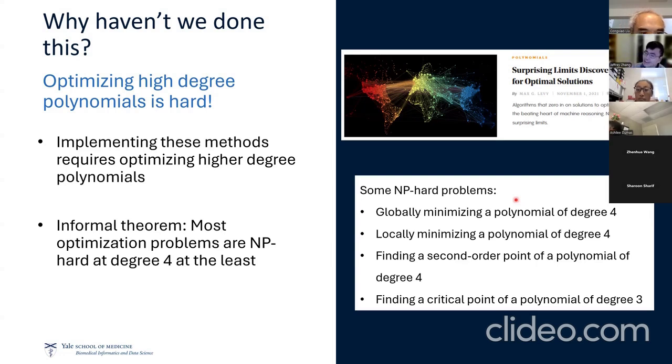I've listed a non-exhaustive list of problems that become hard. So for example, globally minimizing a polynomial, locally minimizing, finding a second order point, and even finding a critical point. The first one here was known for quite some time. The last three were done during my PhD. And I should have also mentioned that deciding whether a function is convex is also hard once you get to degree equals 4. So this idea that convex might be easier, you could have an issue if you can't even tell a function is convex.